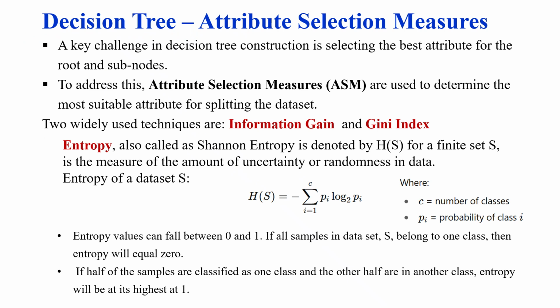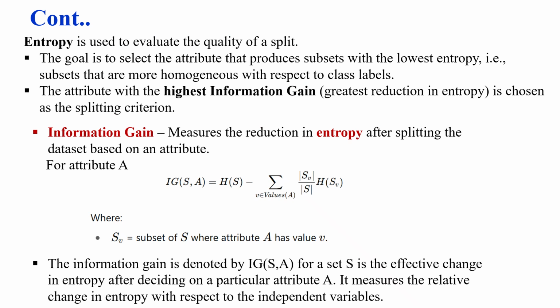So, attribute selection measures for the decision tree. There are two widely used techniques. One is information gain, another one is Gini index. For information gain, first we calculate the entropy. The formula for entropy is H(S) = -Σ Pi log₂ Pi. Then for the information gain calculation, the formula is Gain(S, A) = H(S) - Σ (|Sv|/|S|) × H(Sv), where Sv is the subset of S where the attribute A has a value of v.